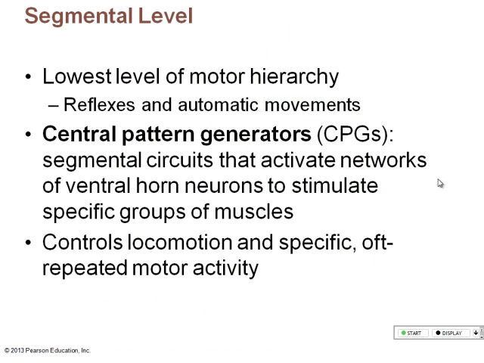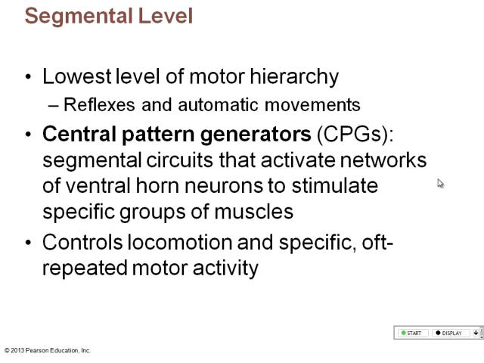So we have the segmental level, the lowest level. Reflexes, autonomic movements. Remember we talked about reflexes? We're going to talk in more detail in one moment about reflexes, but they're movements that are coordinated to happen very quickly before conscious perception.